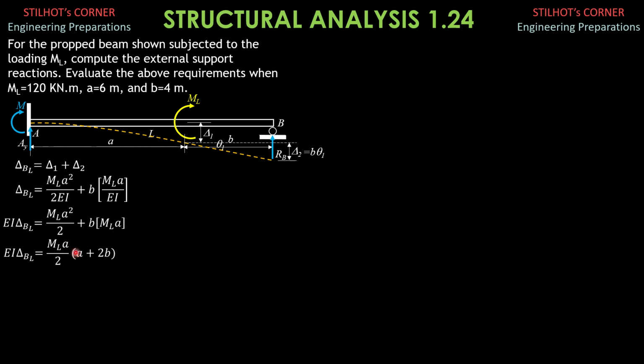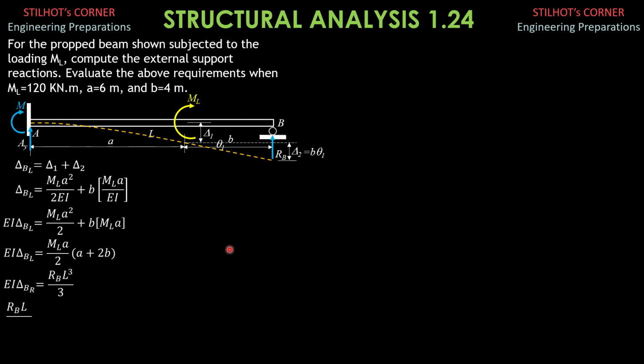Then, because due to the reaction at B, it will deflect upward. And the formula is reaction, or P, L cubed over 3EI. In this case, RB, L cubed over 3EI. So EI delta B due to the reaction is RB, the force, L cubed over 3. Equating, they are equal numerically, supposedly, because there's no support settlement or support movement at B.